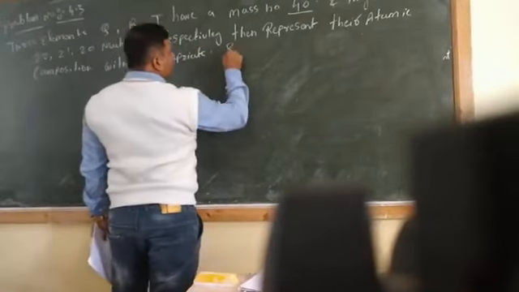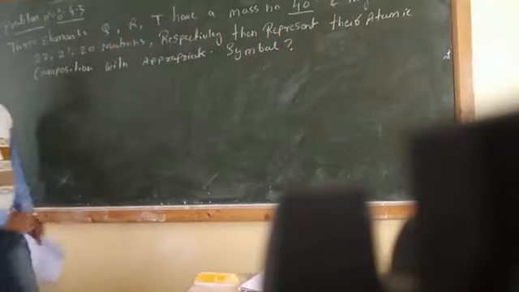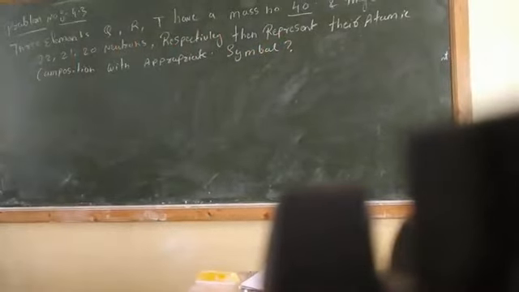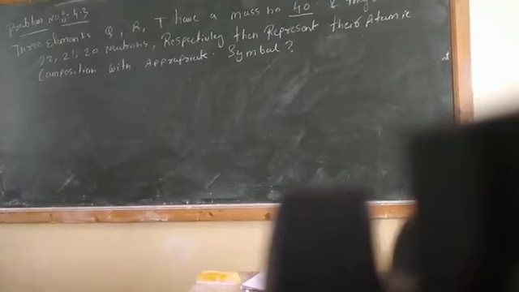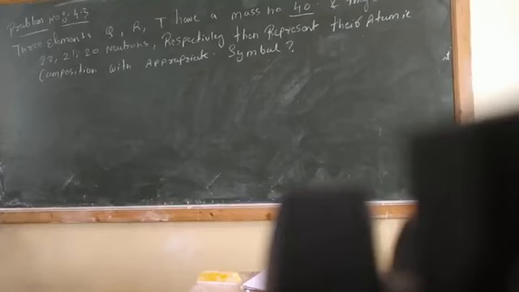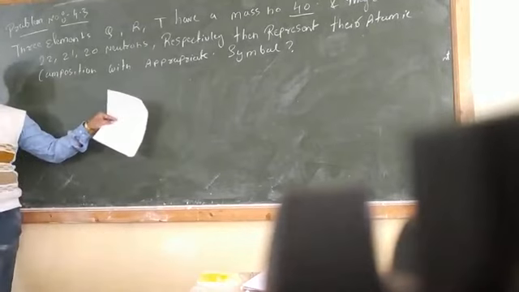Okay. So this is our question, and based on this question we have to write the atomic composition with their symbols. Okay, you remember I told you about the symbols also, how to represent the atomic mass A, how to represent the atomic number Z, how to represent the neutrons N, right? So this is what we are going to do in this problem.